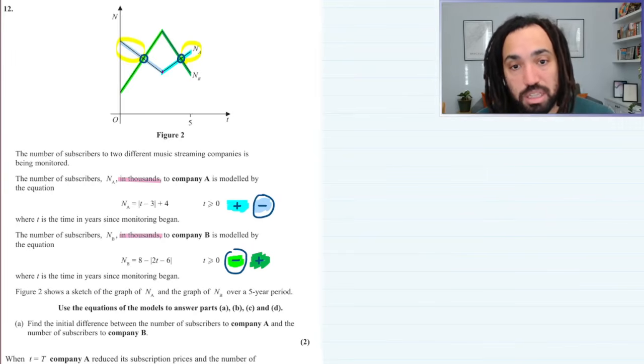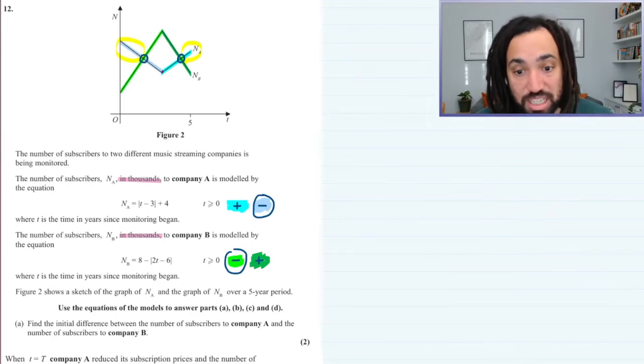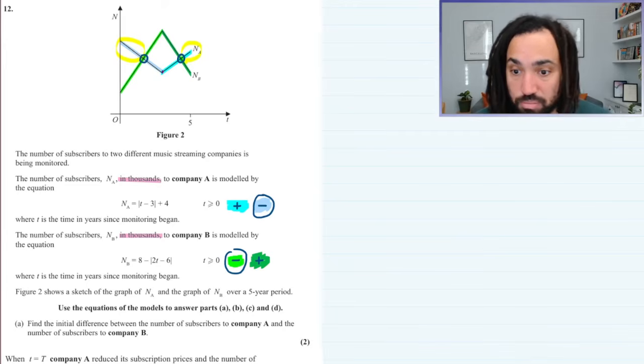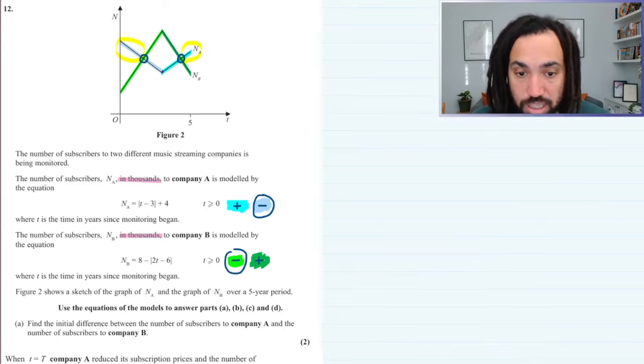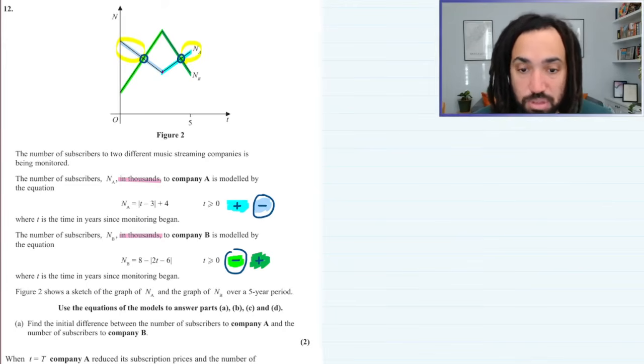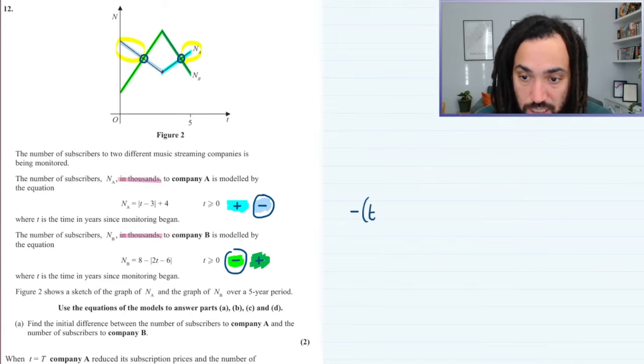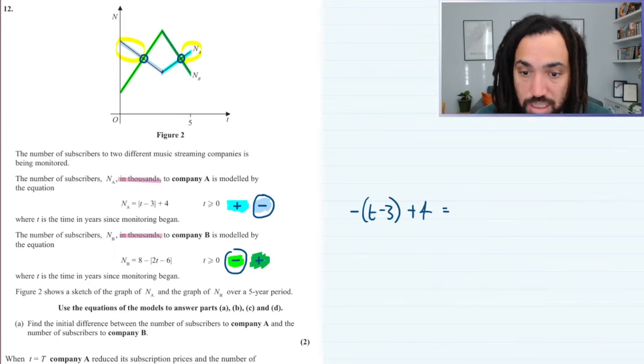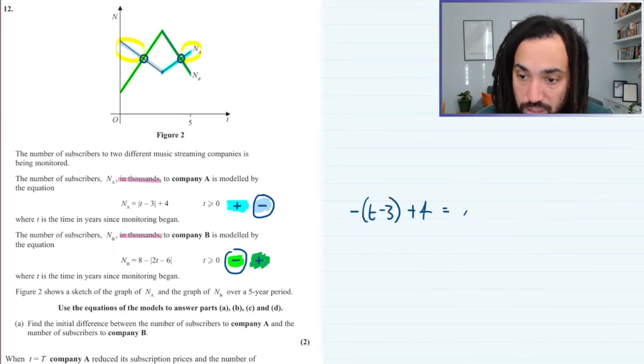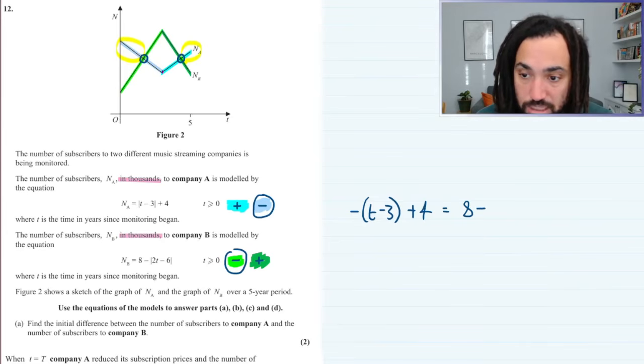Okay, so this is when they are both, we have to take the negative of both of them. Okay, so we can do that. So taking the negative of the modulus of the first one is going to give minus t minus 3 plus 4 is equal to 8 lots of minus, I'm taking the negative of the modulus, like so.